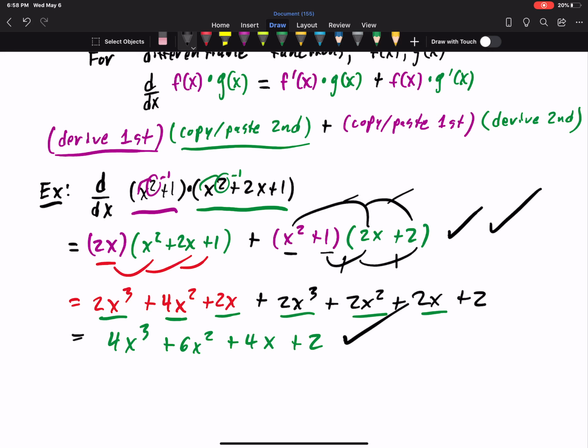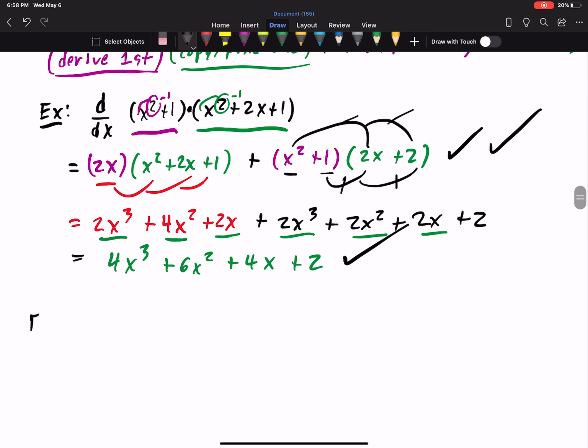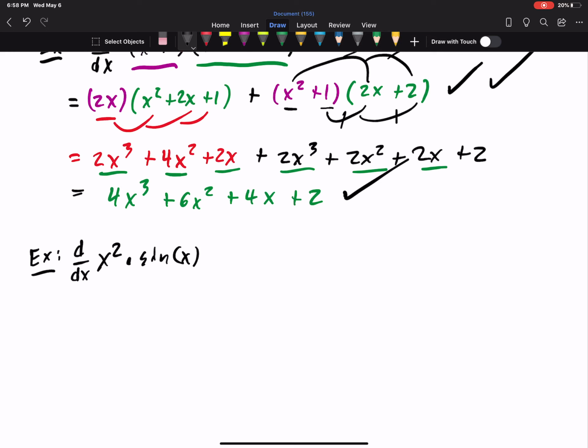Let's do another example of the product rule involving trig. So we have, say, let's go with x squared times sine. Hopefully you are pretty comfortable with deriving trig functions at this point in time, but even if you're not quite there yet, it's okay. You'll still see the general pattern for how this is going to go down. So we're going to find the derivative of the product x squared and sine.